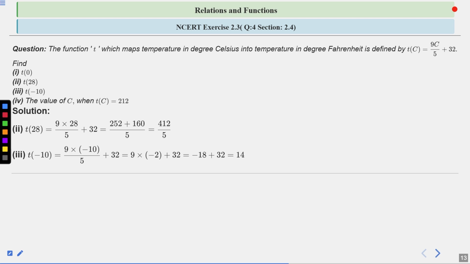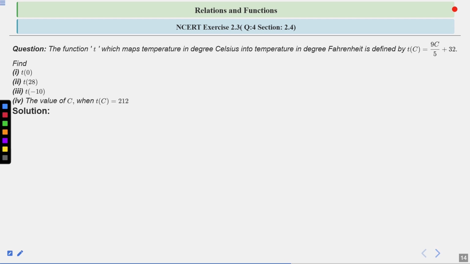For T minus 10, it is 9 times minus 10 by 5 plus 32, which is 9 times minus 2 plus 32, which is just 14. So minus 10 degree Celsius temperature is the same as 14 degree Fahrenheit temperature.